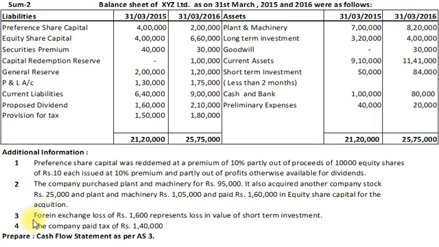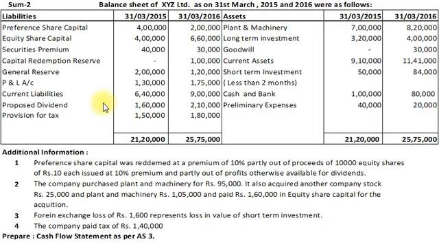Third information, foreign exchange loss of rupees 1600 represents loss in value of short-term investments. And last, number 4, the company paid tax of rupees 1,40,000. From this additional information and above balance sheets, we are asked to prepare cash flow statement as per accounting standard 3.